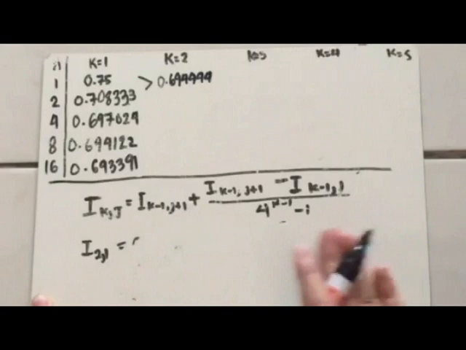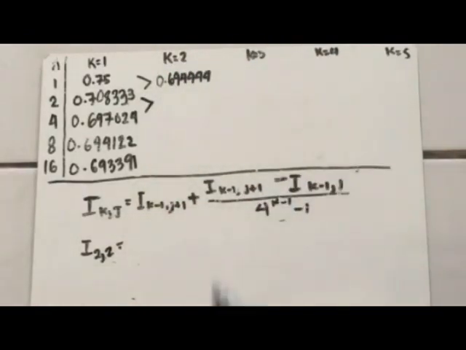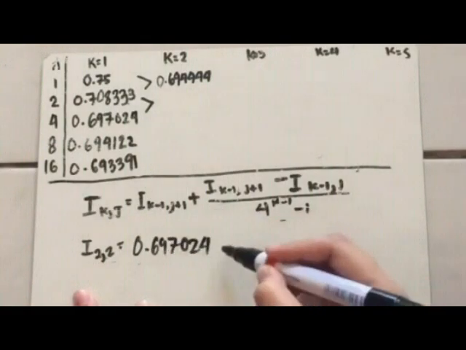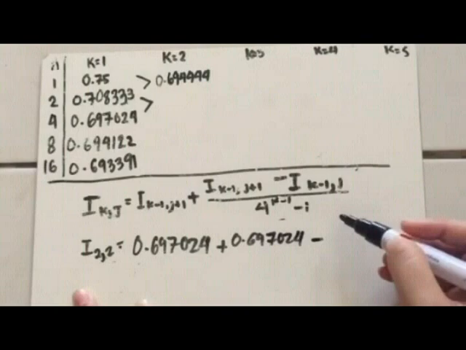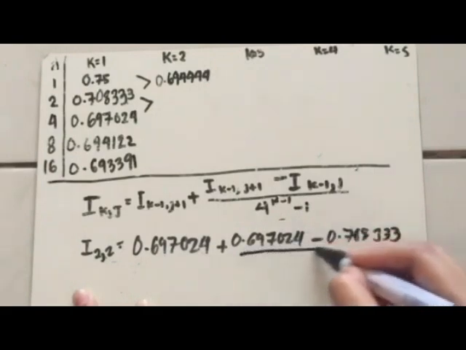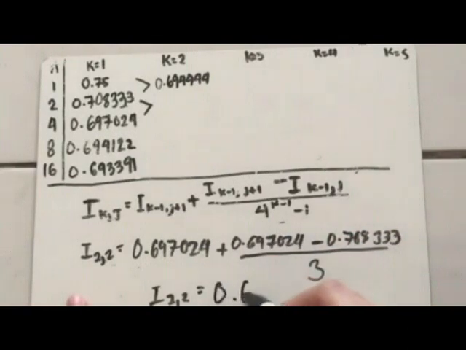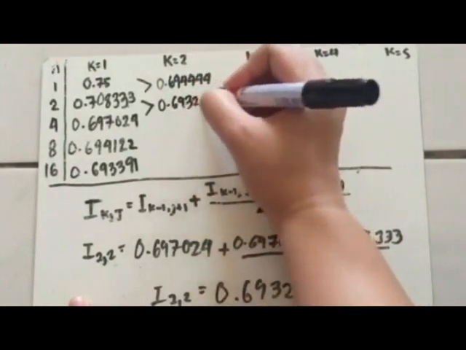For the next, for I 2,2, we'll use these two. So where I k minus 1, j plus 1 is 0.697024 plus 0.697024 minus the previous value, which is 0.70833, all over 3. So I 2,2 is then equal to 0.693254.